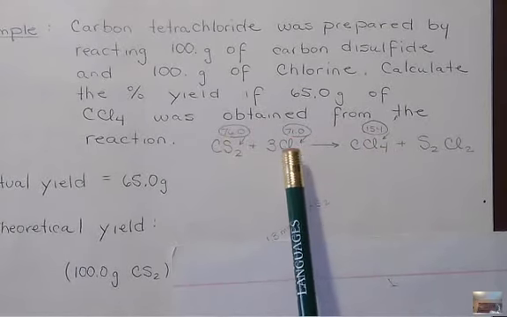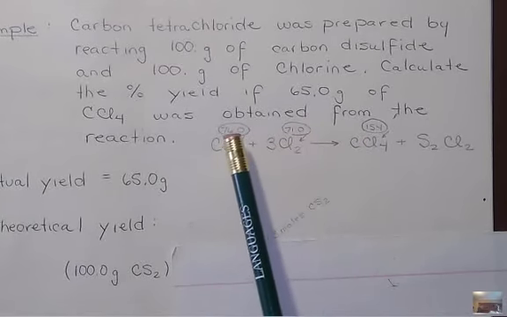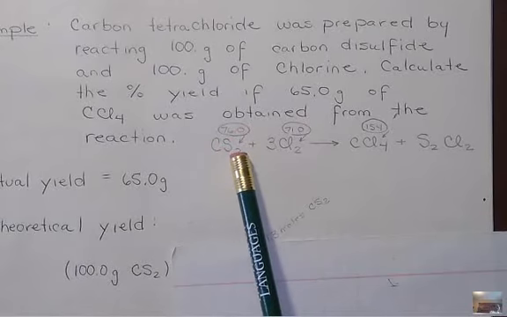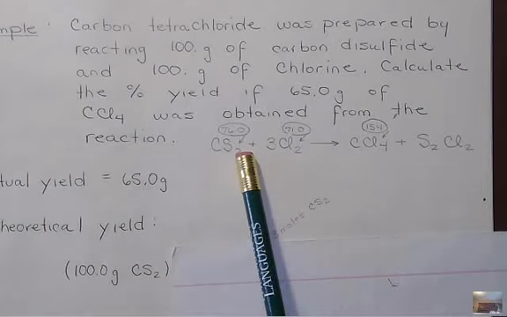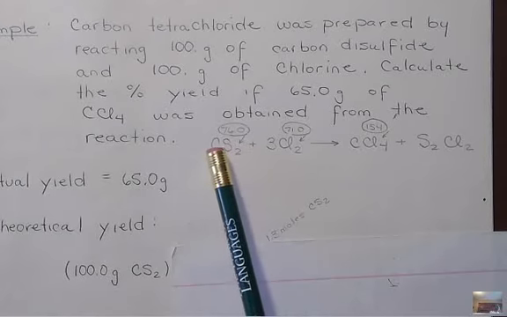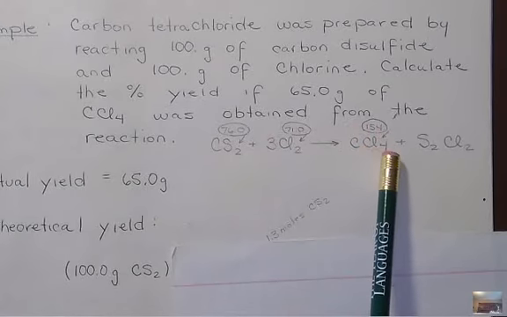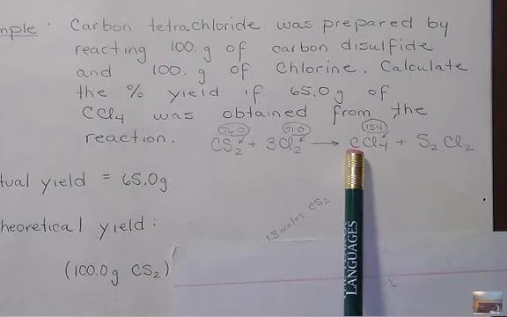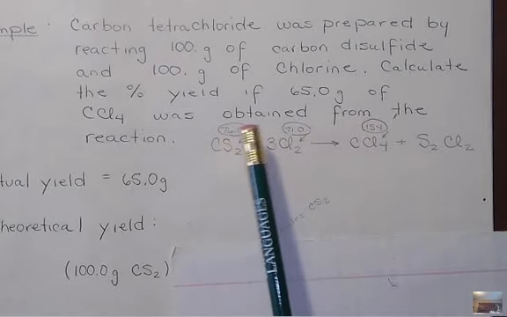Chlorine is 35.5 times 2, Cl2 would give you 71. This 76 comes from sulfur, which is 32 times 2 is your 64, plus 12 more for carbon. This 154 comes from 35.5 for each chlorine, times 4, plus the 12 for carbon. These are just calculated from the periodic table.